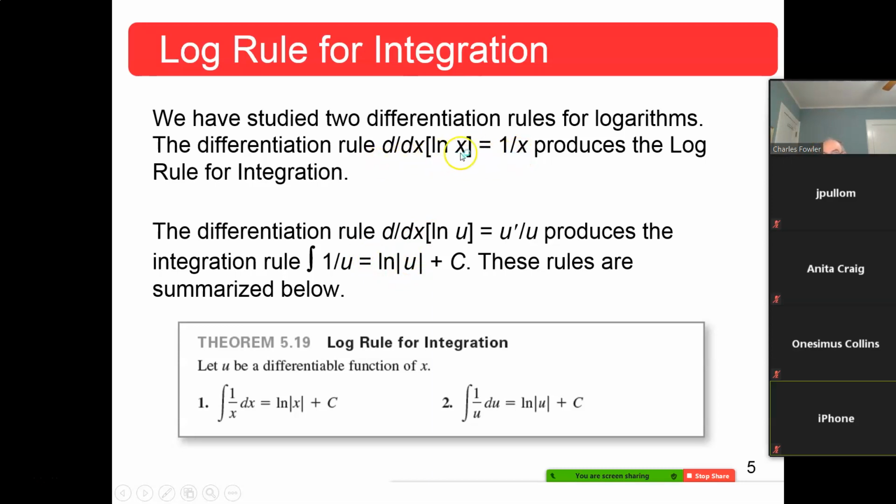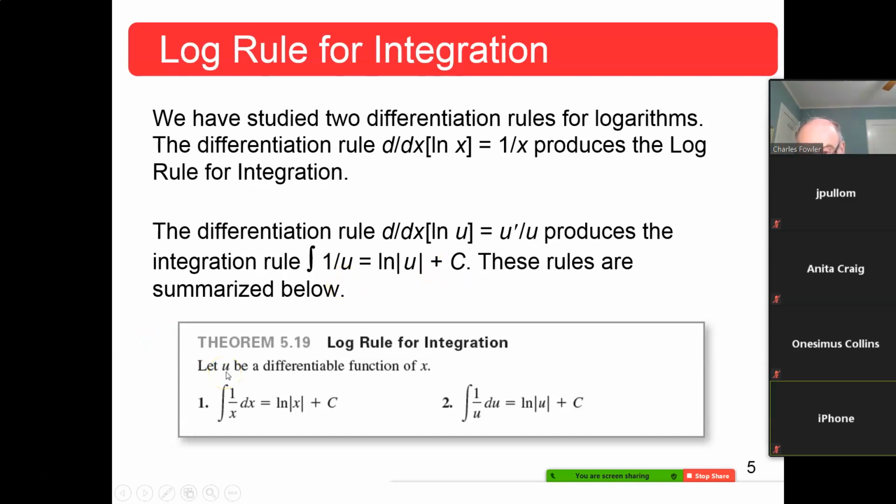If the derivative of log x is 1 over x, then the integral of 1 over u du should be log u plus c. Remember, when you integrate, at least an indefinite integral, you always have to add a constant of integration. And those rules are summarized below, and here's what you got.